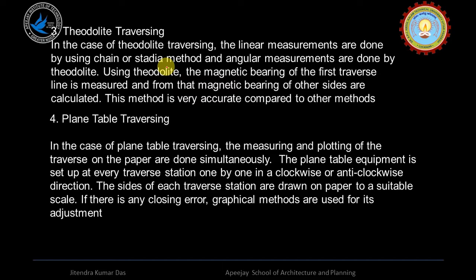Fourth method is plane table traversing. In the case of plane table traversing, the measuring and plotting of traverse on the paper are done simultaneously. The plane table equipment is set up at every traverse station one by one in clockwise or anti-clockwise direction. The sides of each traverse station are drawn on paper to a suitable scale. If there is any closing error, graphic methods are used for this adjustment.